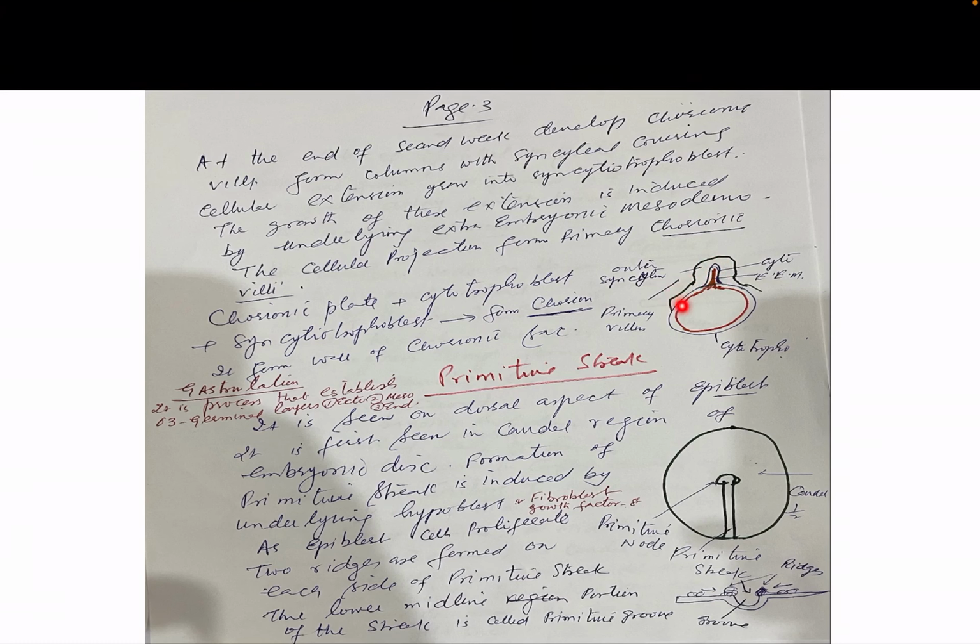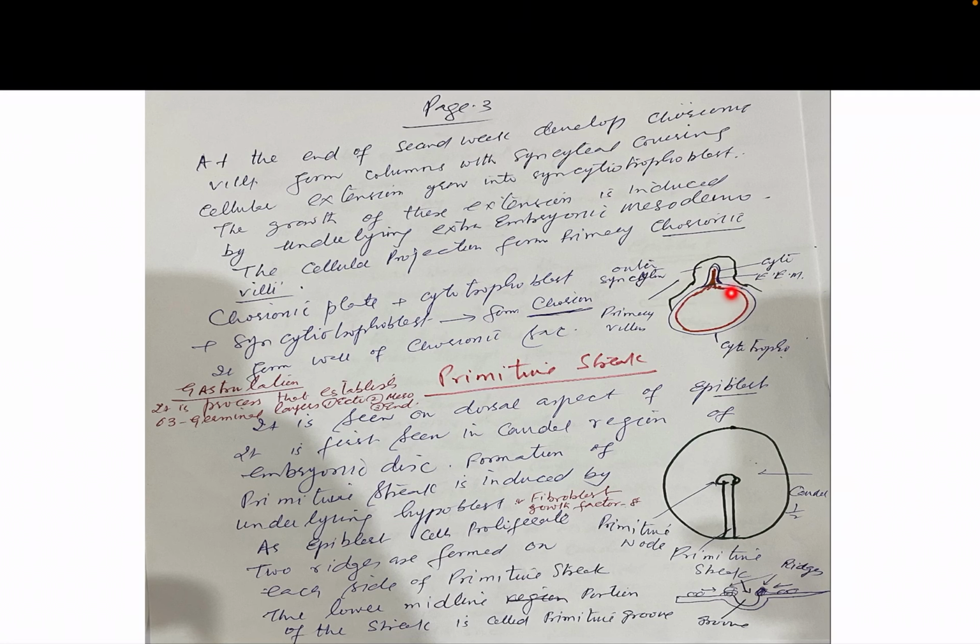There are multiple projections which appear over here and are covered over by syncytium outside. Cytotrophoblast that is covered over by syncytio. The name given to these projections is primary villi. The primary villi appear more toward the embryonic pole as compared to the abembryonic pole. This one is the embryonic pole where the hypoblast and epiblast, or two vesicle, are present.